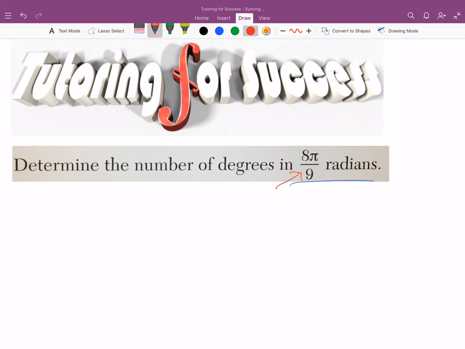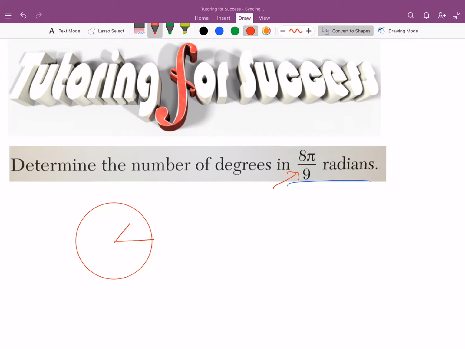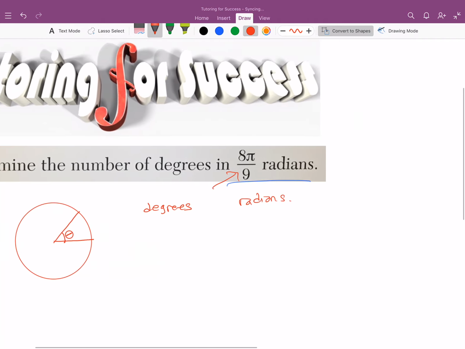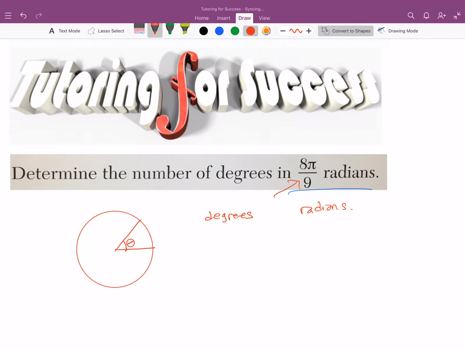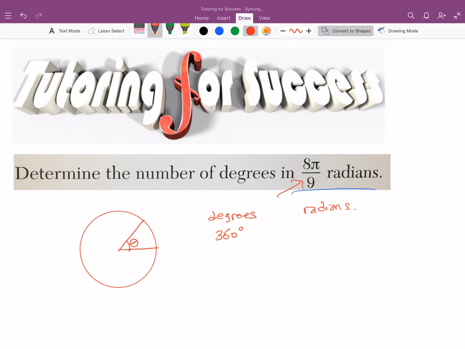So let's do that. Let me draw a circle. I have this circle, and this is the angle theta. That is what we are looking at all the time. We'll find some angle in a circle, and there are two ways of expressing it, either in degrees or in radians. The maximum number of degrees allowed in a circle is 360 degrees, and that 360 degrees is worth 2 pi in radians. So basically this is how it works.